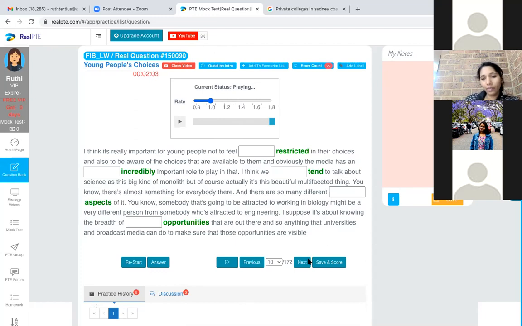So let's do another one. 1, 2, 3, eyes on the screen, hands on the paper, write it down one below the other. Listen carefully, 1, 2, 3, and go.